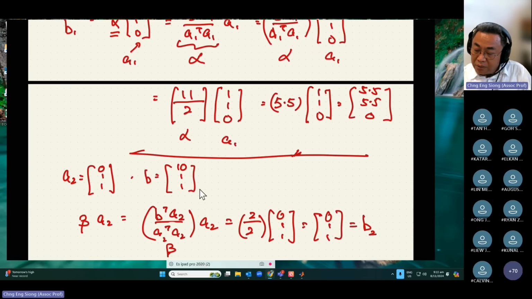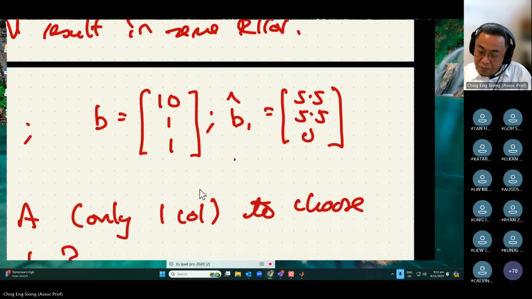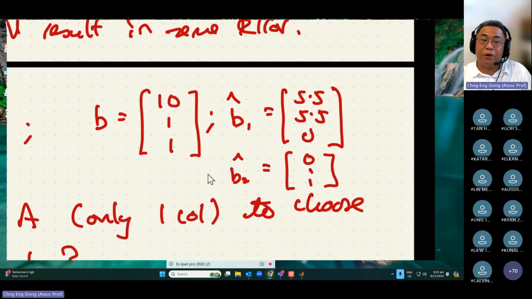Clear? So now, let me ask you, who will you choose? Who approximates this better? This one or this one? Okay, now you understand, right? The error here is 10. The error here is 4.5 and 4.5. Then you say 4.5 plus 4.5, but it's a square value, right? Whatever value.